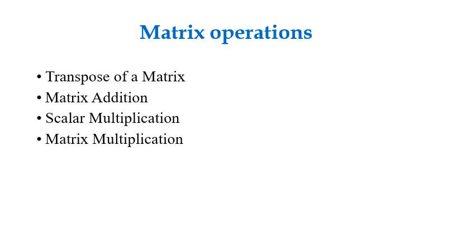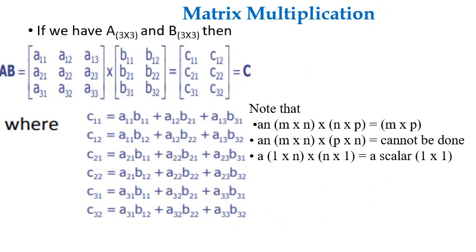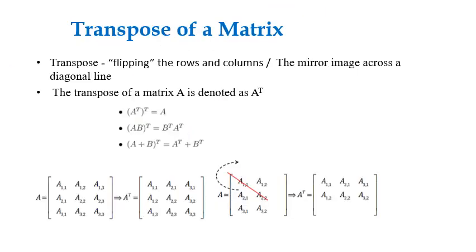These are the simple matrix operations we perform. We can perform the transpose of a matrix, matrix addition, scalar multiplication, and matrix multiplication. We know how to perform matrix addition. You would have studied this in your earlier classes, so let me skip the explanation for these slides. Please go through the slides by yourself and try to understand them. This slide corresponds to matrix multiplication, and here the slide shows how we perform the transpose of a matrix.